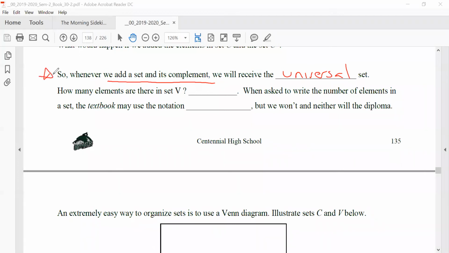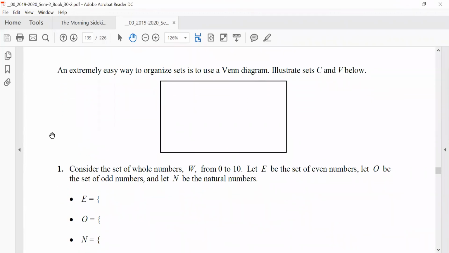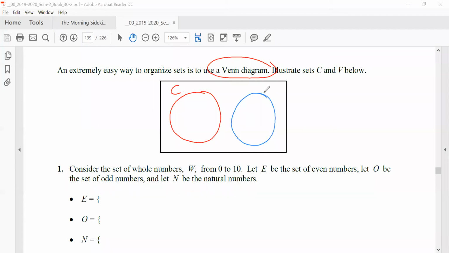This is important. Now, like I was saying earlier, you've seen these before, usually in social class is where most people tell me they've seen it. An easy way to draw these things is a Venn diagram. A Venn diagram is us drawing sets. I'm going to say this is the set C, and this is the set V. They're disjoint, so they're not touching each other. And on the outside, we're always going to put a box all the way around it.